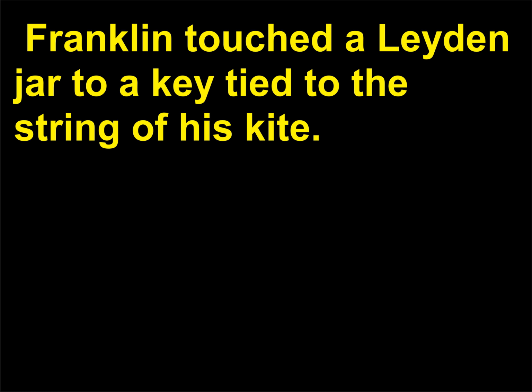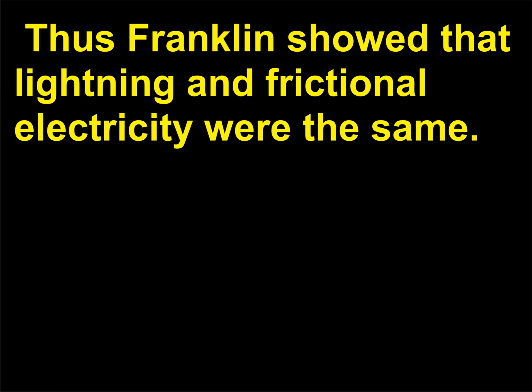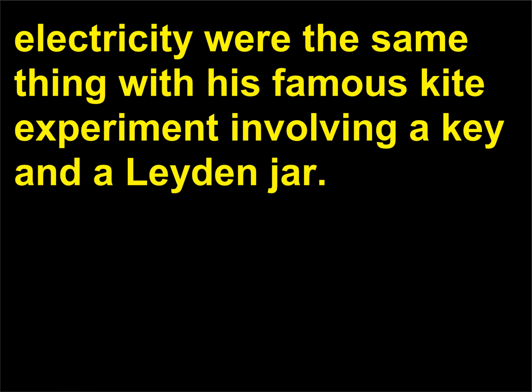Franklin touched a Leyden jar to a key tied to the string of his kite. When sparks jumped from the cloud to the kite, the charges went down the string and charged the Leyden jar. Thus Franklin showed that lightning and frictional electricity were the same. Benjamin Franklin did not discover electricity, but he did show that lightning and frictional electricity were the same thing with his famous kite experiment involving a key and a Leyden jar.